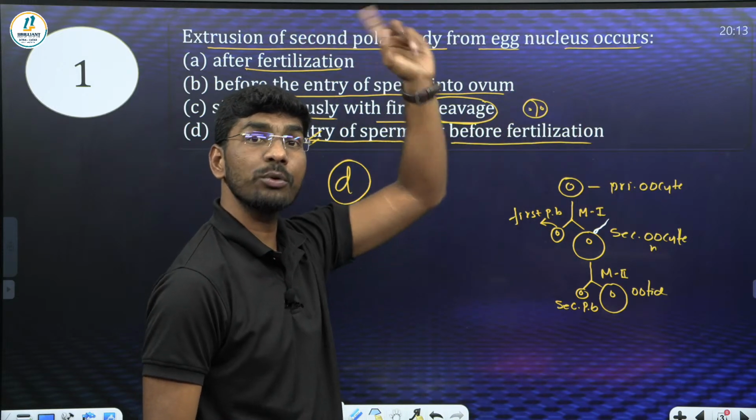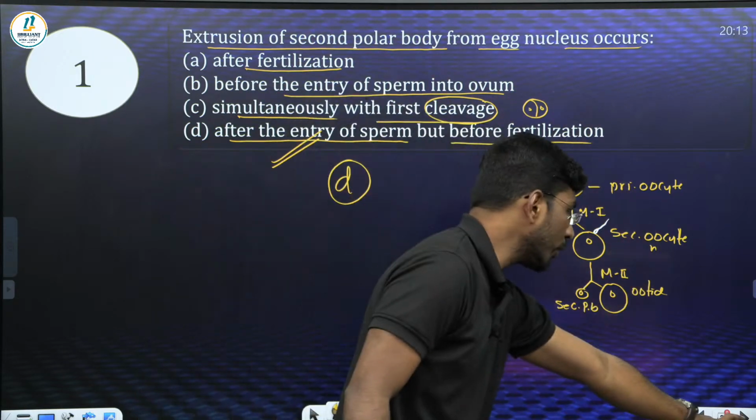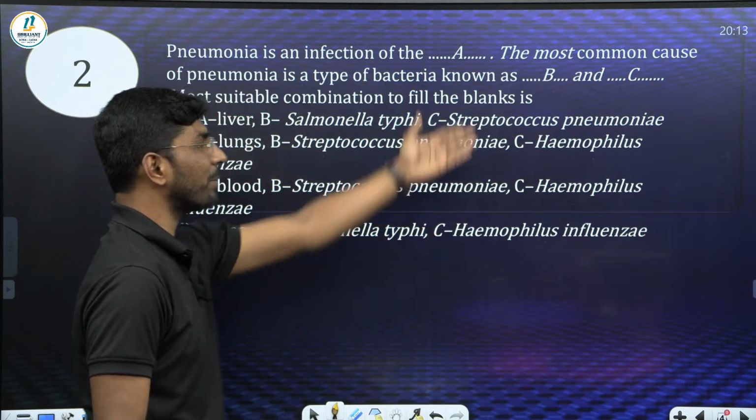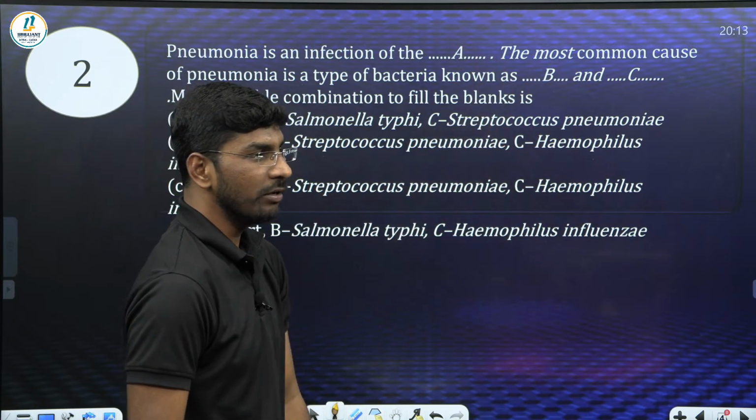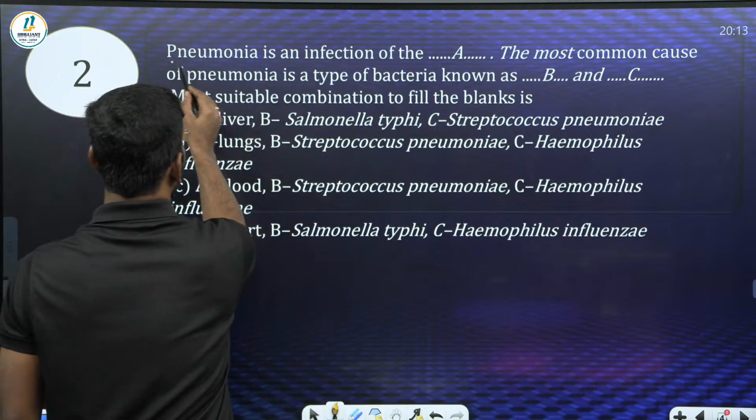Now I'm going to the second question from human health and disease. Look at the human health and disease question. It is a big paragraph question, and three blanks are given, beta. So all of you try to understand. Read what is given.